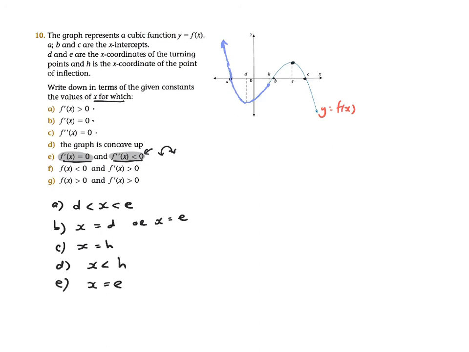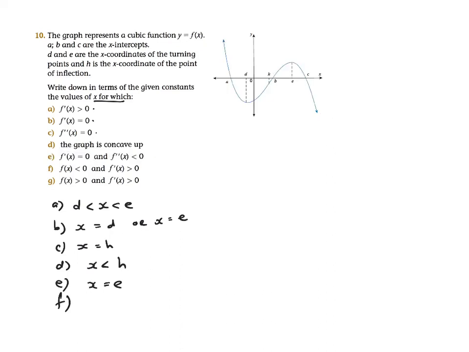Let's see if that makes sense again. F prime x is equal to 0 is the stationary point, so it's either going to be at x is equal to d or x is equal to e. But they ask you, it must also agree with the second derivative being less than 0. Second derivative less than 0 means it must concave downwards, because the purple part is where it concaves upwards. And there we go.